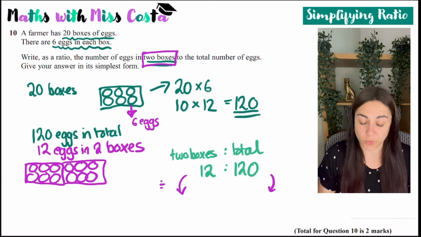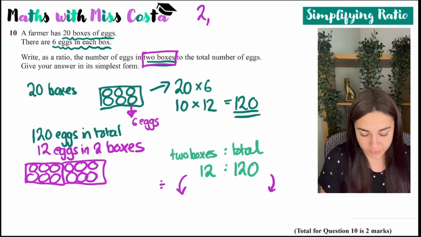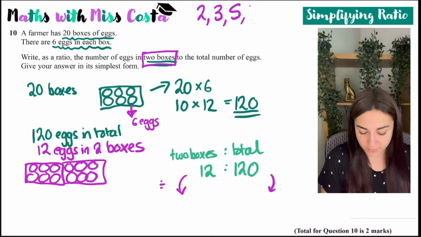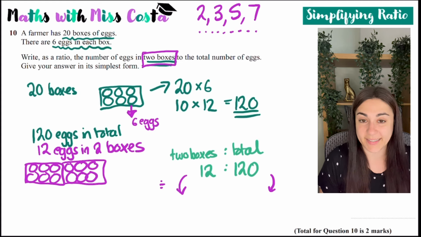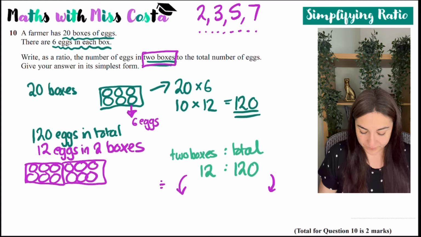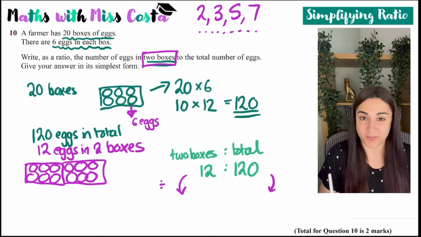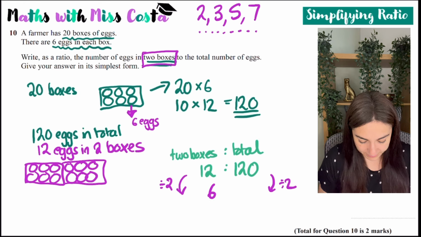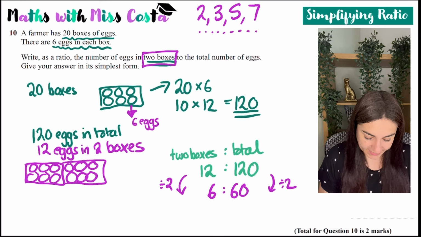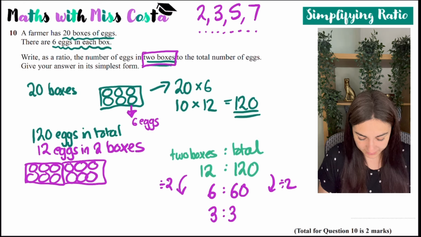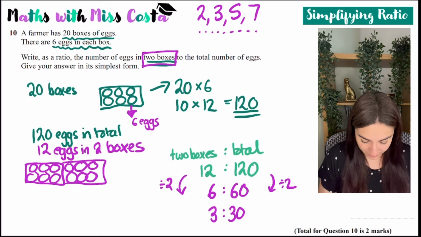So the easiest thing to always divide by is 2. Generally, when you're dividing and simplifying, you want to try dividing by the prime numbers. So 2, 3, 5, 7. One of these is the best way to get to your answer the quickest. You could also have spotted that they both divide by 12, but let's do it step by step. So divide by 2, that would be 6 to 60. And then you could divide by 6, or you could divide by 2 again, which would be 3 to 30. And then you could divide by 3, so that would be 1 to 10.